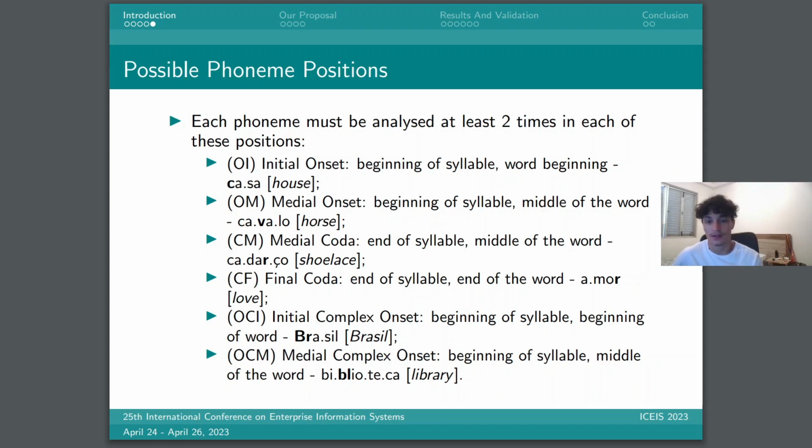So, for example, the medial onset is when the phoneme is at the beginning of the syllable and in the middle of the word. So this phoneme here, the phoneme V in the word cavalo, is at the beginning of the syllable, here in the middle of the word.